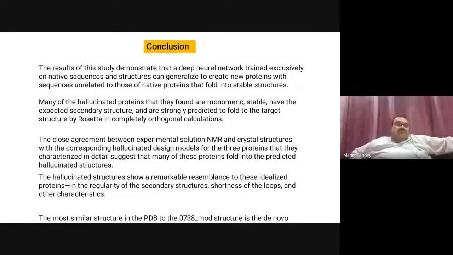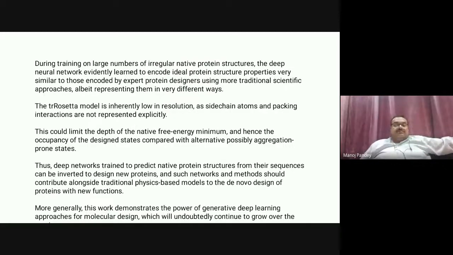The hallucinated structures show a remarkable resemblance to idealized proteins in regularity of secondary structure, shortness of the loops, and other characteristics. The most similar structure in the PDB to the 0.73H model structure is a de novo protein structure. During training on large numbers of irregular native protein structures, the deep neural network evidently learned to encode ideal protein structure properties very similar to those encoded by expert protein designers using more traditional specific approaches, albeit representing them in a very different way.